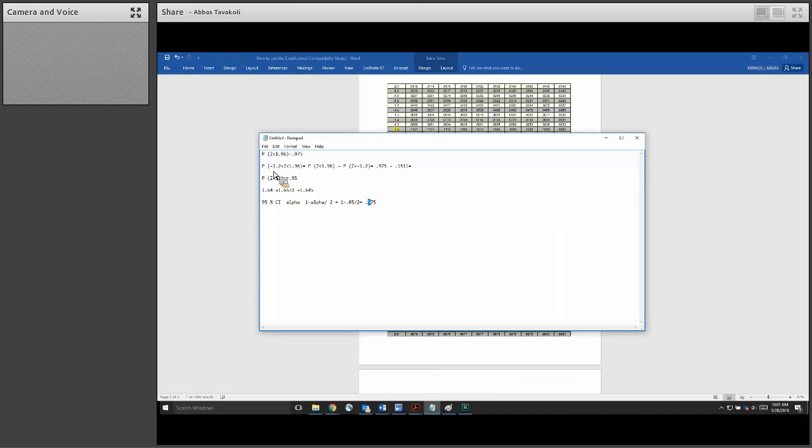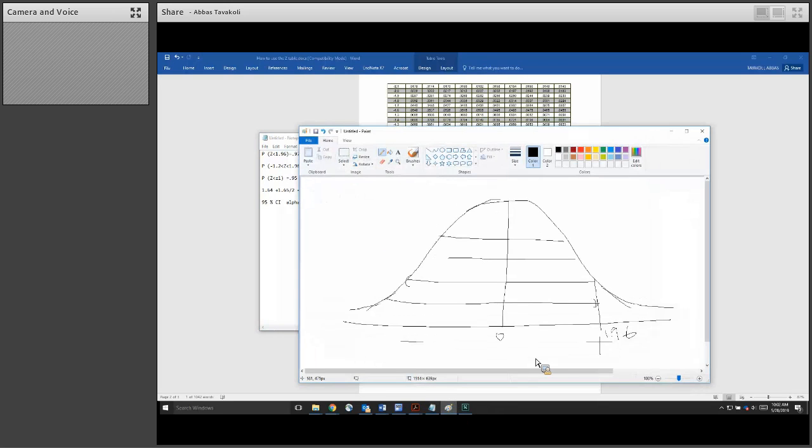Now, sometimes we want to find the area between two values. Let's say we want to find the area between negative 1.2 and 1.96. Let me show you in the plot. So this is the area we want to find, between negative 1.2 and 1.96. Basically, this is the red area I am interested in.